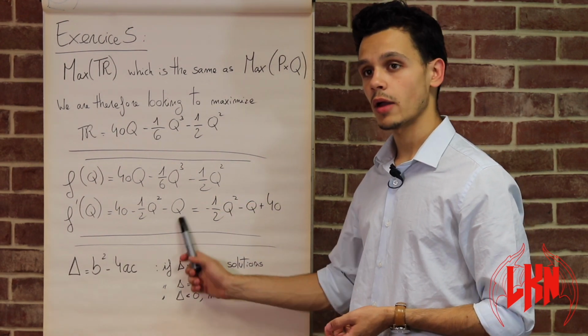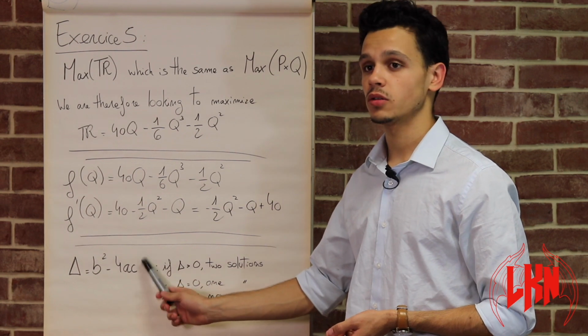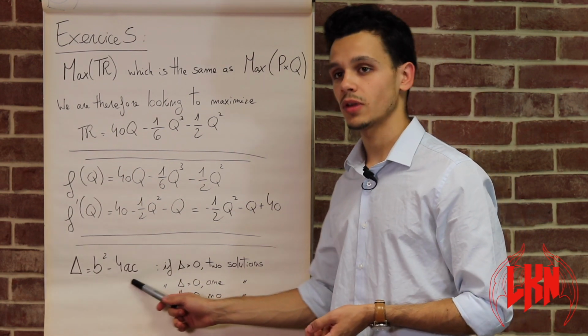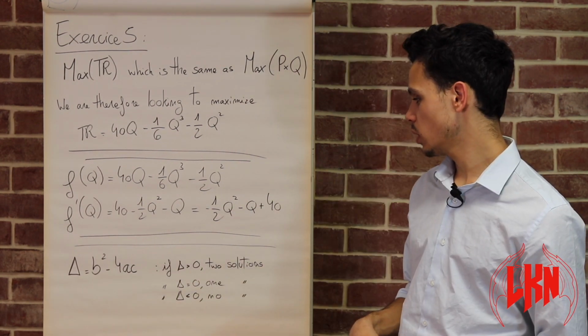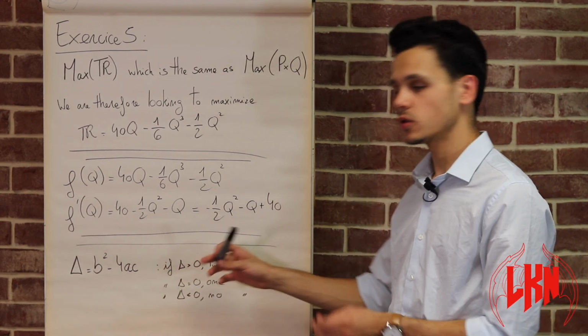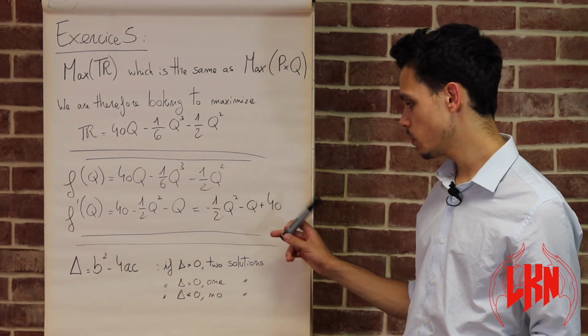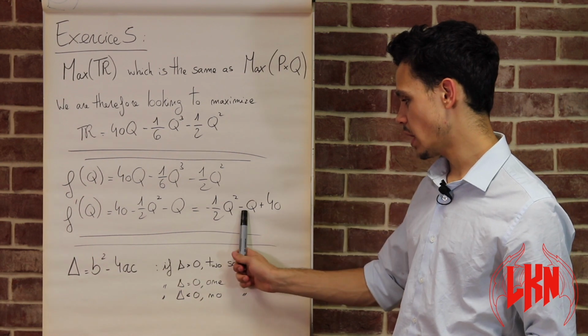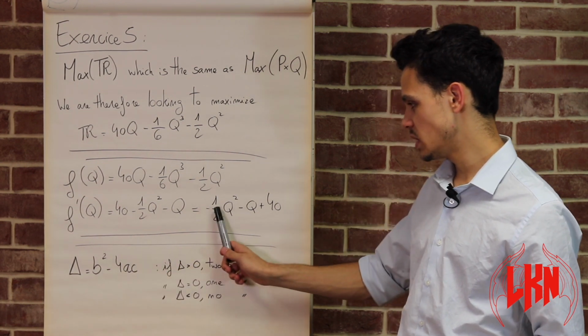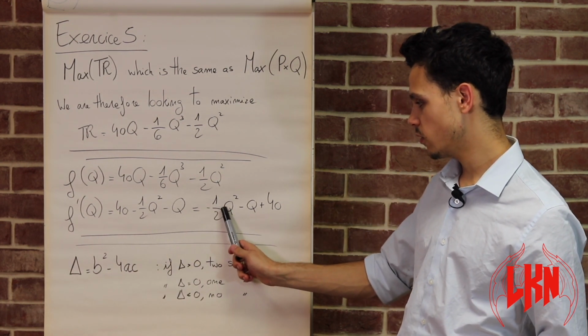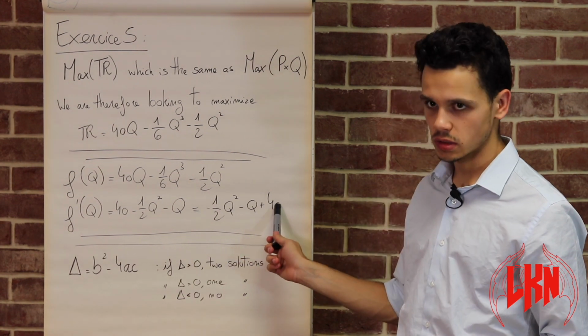This method relies around us calculating the determinant, which I put the formula of here. When we apply this formula to the expression we just found, b is going to be -1, a is going to be -half, and c is going to be 40.